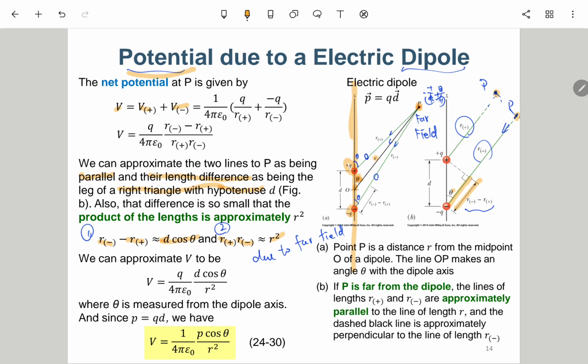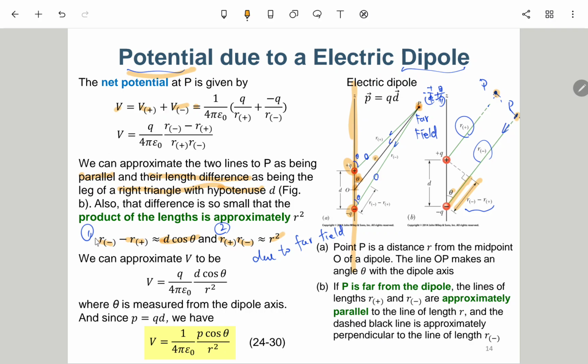Okay, so in such a way we can approximate V plus, V minus like this. Going back to here, we have K times Q over R, plus another Q over that R. Then we have R plus R minus here, and R minus R plus in the numerator. And then Q, again, we can put it in the front.